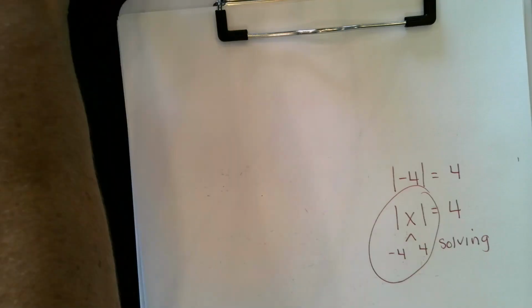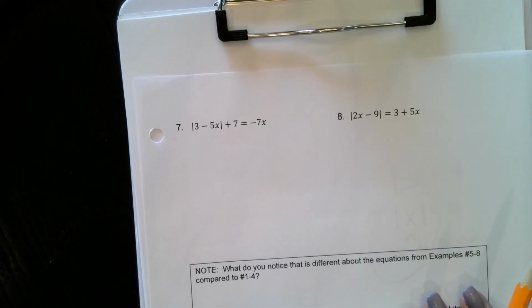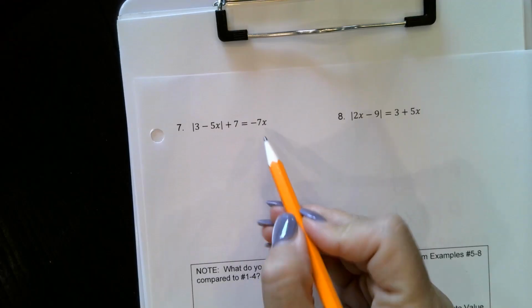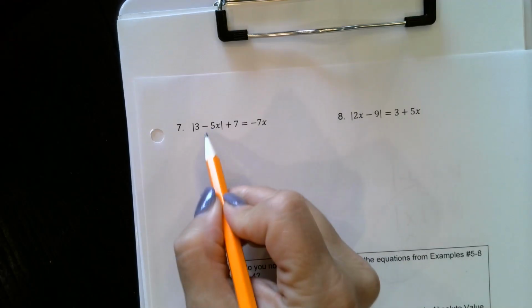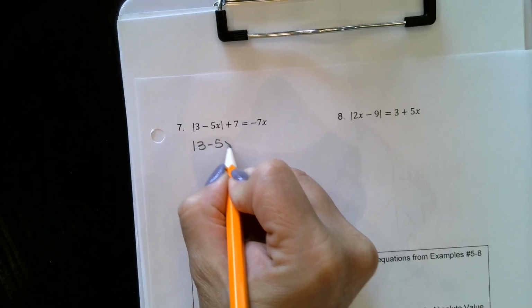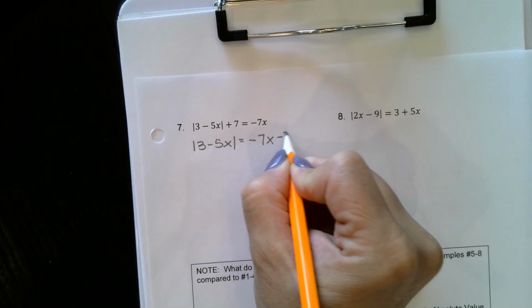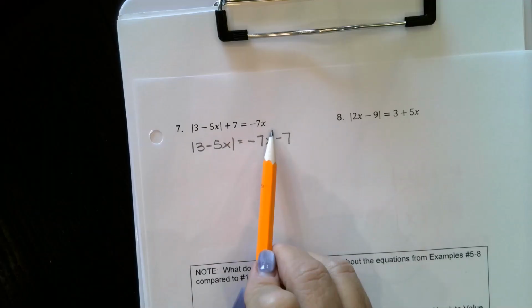All right. A couple more here. So here we've just added on some more steps. What I want to do is isolate this absolute value first. So I have 3 minus 5x, which is going to be -7x minus 7. So I took this 7, I moved it to the other side.